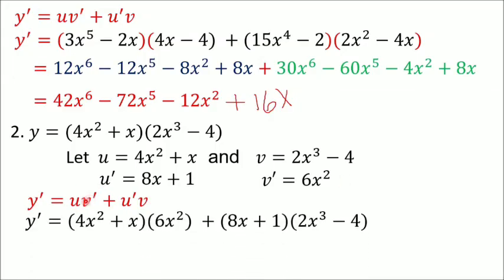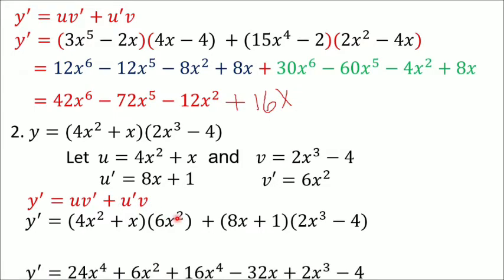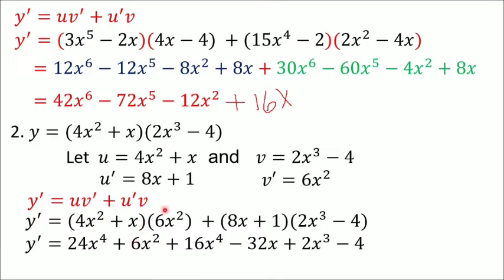Now, substitute into the formula. This one, the product rule. We can have u is ito na, 4x squared plus x. Nandun yung u. Times v prime, o v prime here, 6x squared, dahil nandun yung v prime. Plus, u prime natin is 8x plus 1. Nandito. Times v. O, nasan yung v natin is nandito. 2x cubed minus 4. Ayan. And then, ganon din, we multiply this. 4x squared times 6x squared is 24x to the 4.